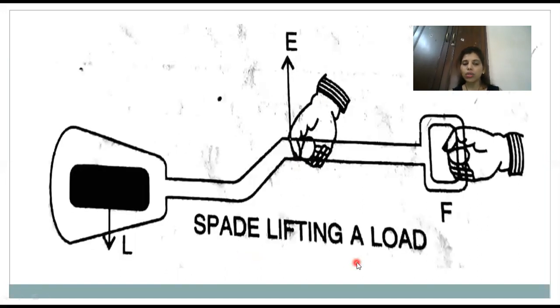Spade, lifting a load. You can see this kind of spade, your effort is at the center, fulcrum and load are on either side. So in this case, this particular spade is class 3. So children, I hope till here everything is clear. So please revise it and then write it down. Whatever terms are mentioned, please learn them. Those are very, very important. Thank you, children.